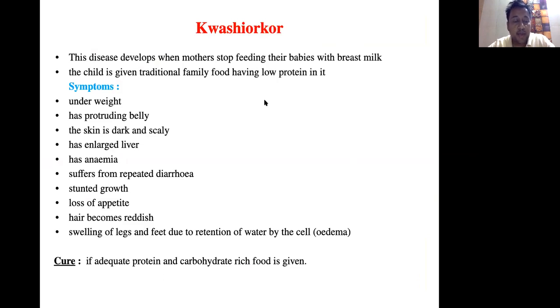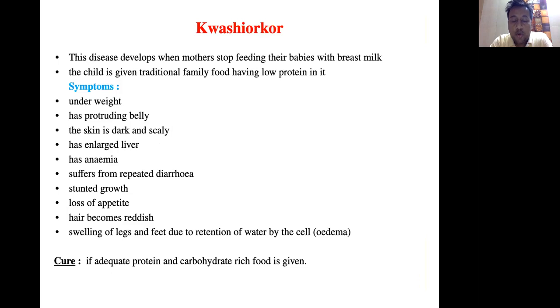So the symptoms could be underweight. It has a protruding belly. The skin is dark and scaly. It has an enlarged liver. The child can have anemia, and he suffers from repeated diarrhea, stunted growth, loss of appetite, and there is swelling of legs and feet due to retention of water by the cells. Actually, the edematous feature is due to the lack of protein. The lack of protein leads to edema in the body, water retention in the body. That's why the child looks edematous.